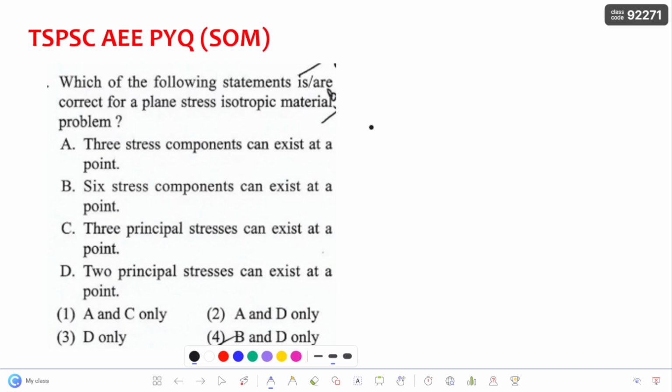Now let us discuss the previous year questions of AEE, that is the 2023 paper, regarding strength of materials questions. Coming to the first question, here it is. Which of the following statements are correct for a plane stress isotropic material problem? First of all, you have to understand what this plane stress condition is.